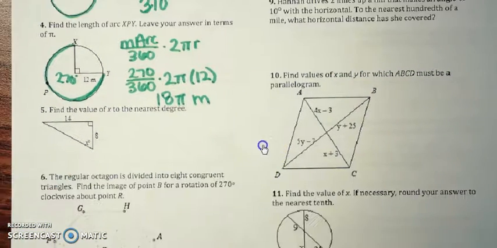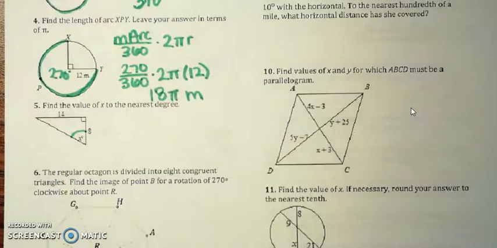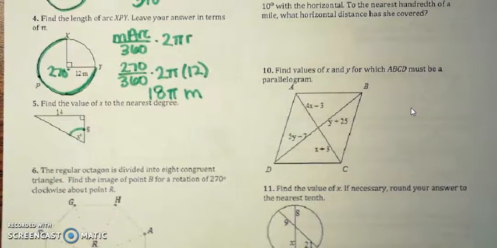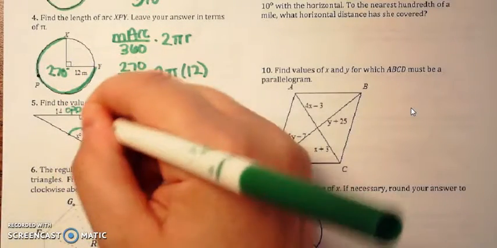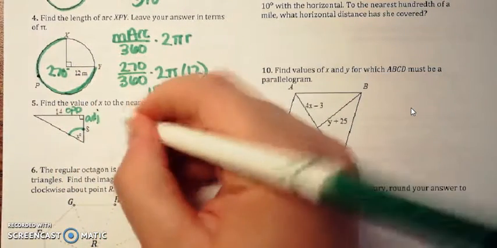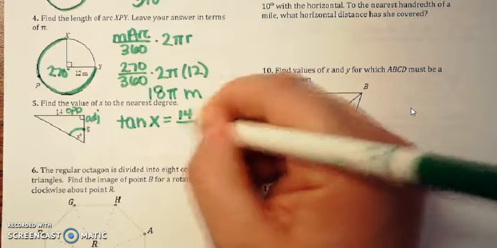For number 5, I've got a right triangle and a missing angle, so I want to think about sine, cosine, tangent here, so COTOA. The 14 is opposite the angle, the 8 is adjacent to the angle, so this is going to be tangent. So tangent of x, 14 over 8.